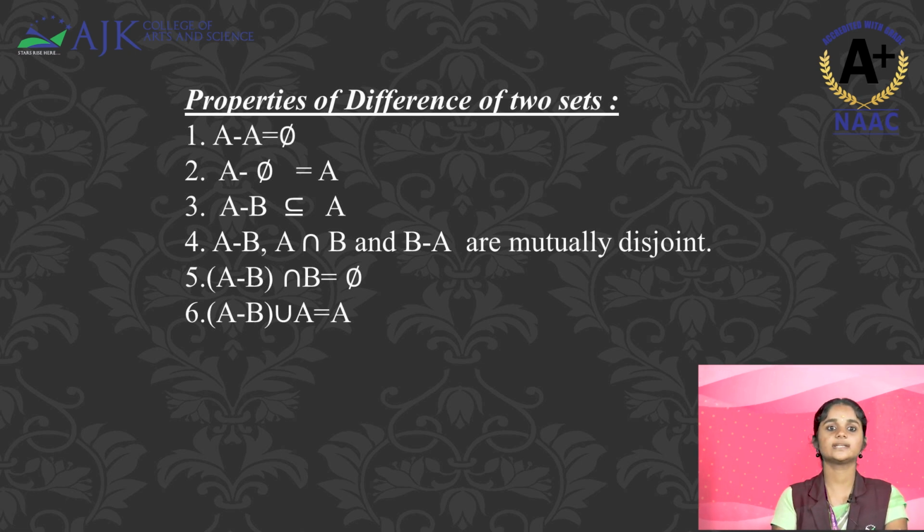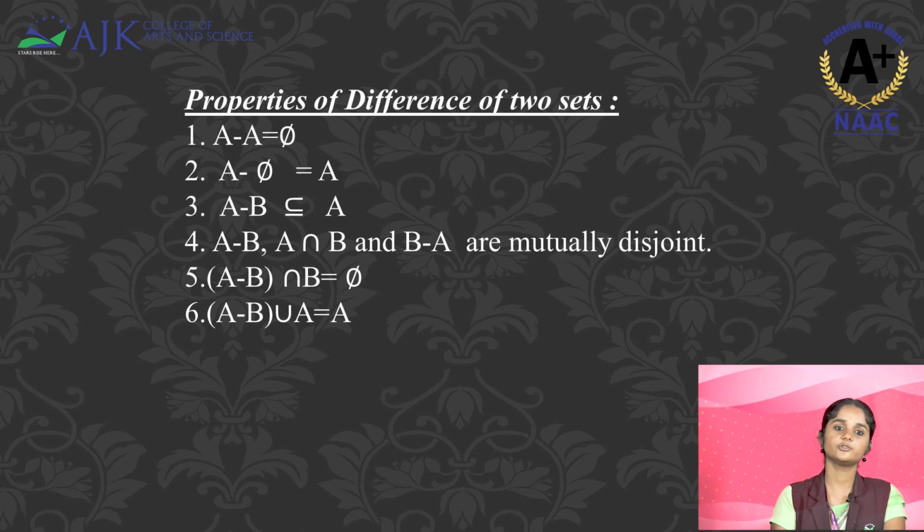And fourth property is we are taking a set A and set B, which means A difference B, A intersection B and B difference A are mutually disjoint, and it is an important property in the difference of two sets. And the fifth property is A difference B intersection B equal to empty. And sixth property is A difference B union A equal to A.